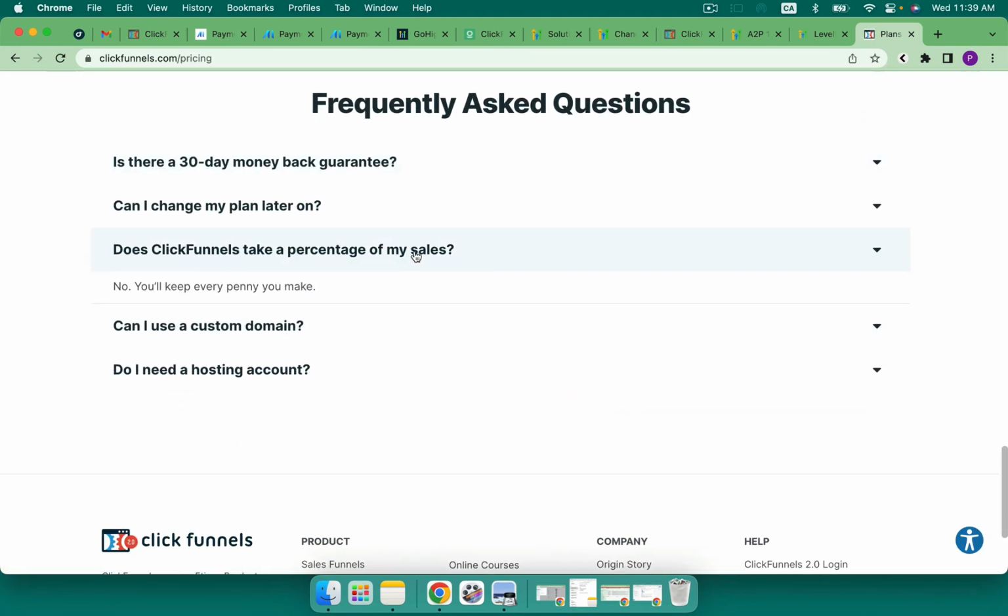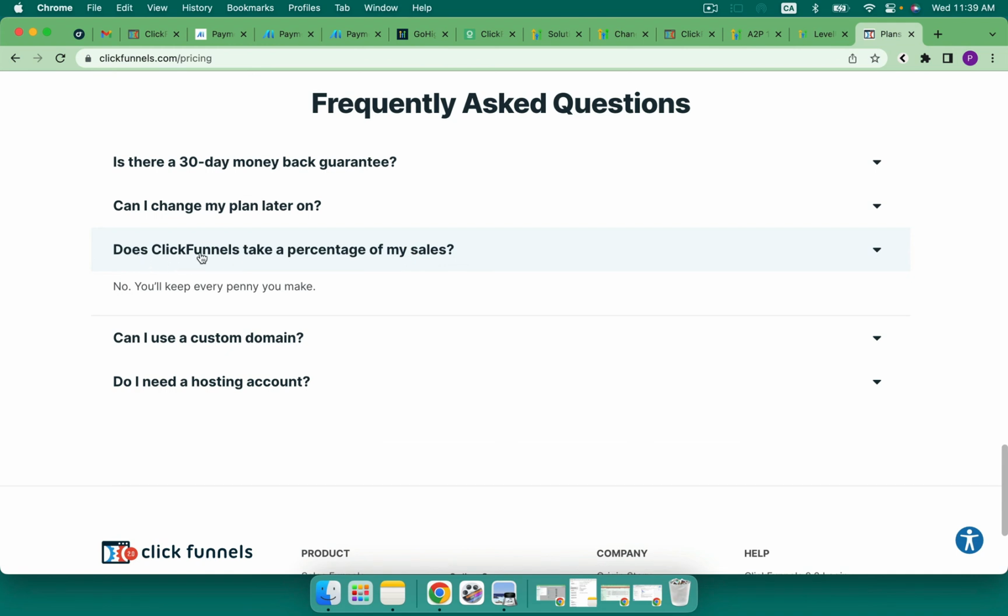It's got this little drop down here and it says, does ClickFunnels take a percentage of my sales? It says, no, you're going to keep every penny you make. So this wording is probably not ClickFunnels taking it, but payments AI is taking it. So to me, that's a bit shady. And we couldn't just get a really clear, straight answer. I had to dig very deeply to try to find it, which I don't think is great for the customers, clients of ClickFunnels and their branding.